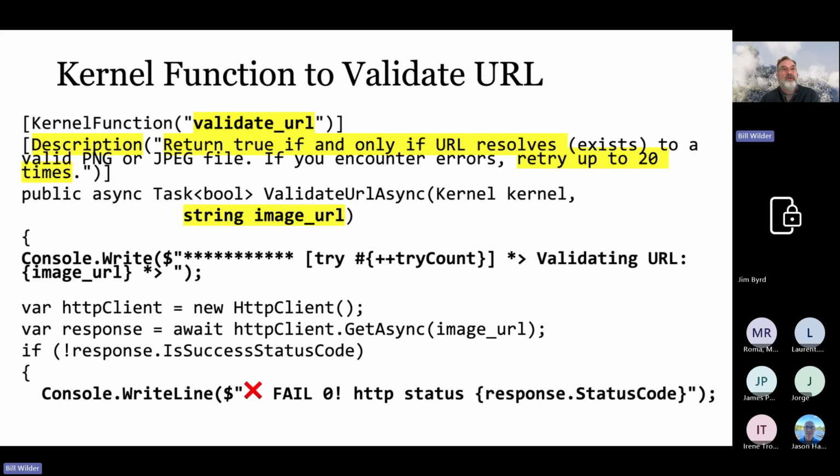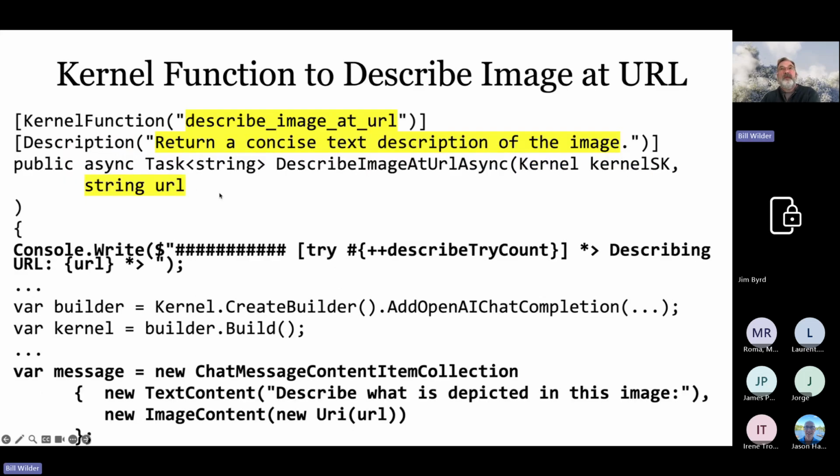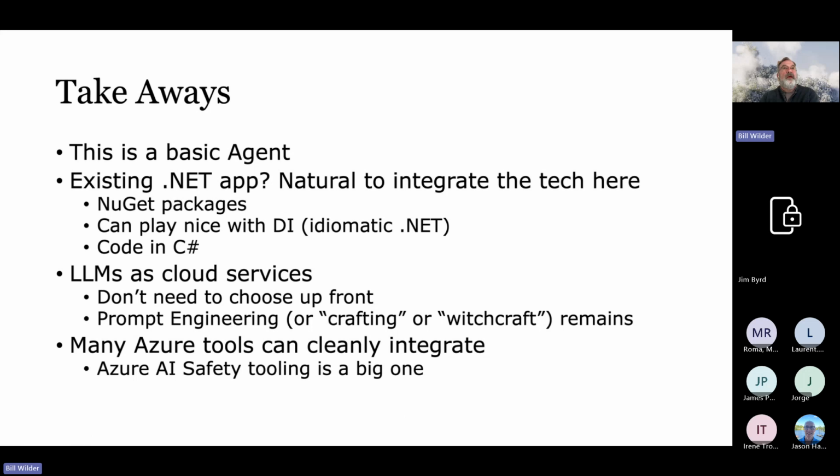And it knows the return type too. I should highlight that, I guess. The describe an image one, similarly, describe image at URL is the function name as far as Semantic Kernel goes. Return a concise text description of the image, and so forth. This was the little voodoo, the prompt and how to structure the call so that the LLM can create the text description of the image itself.